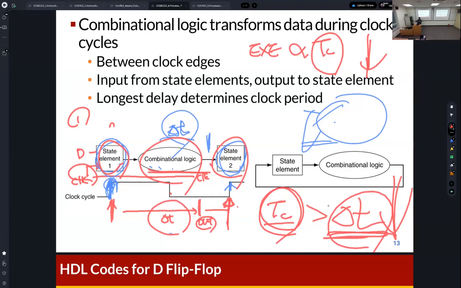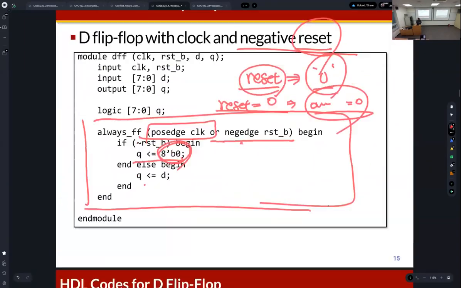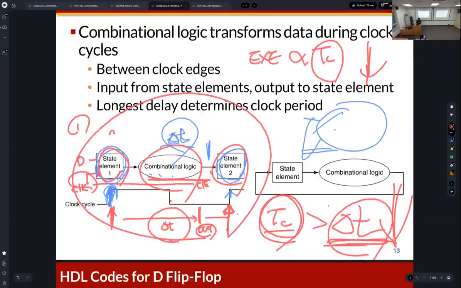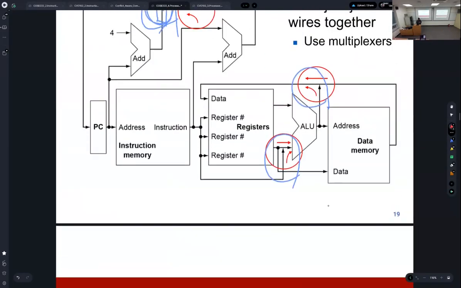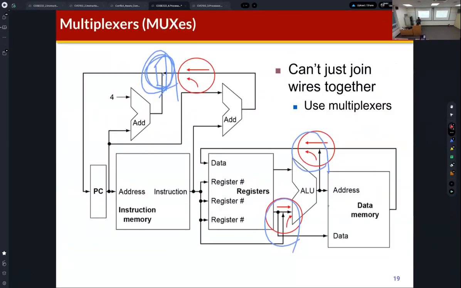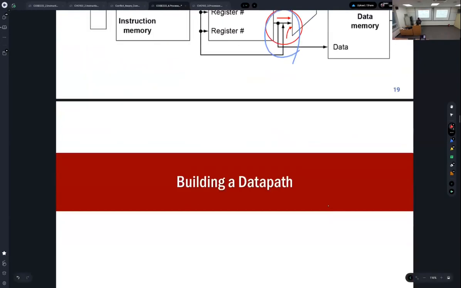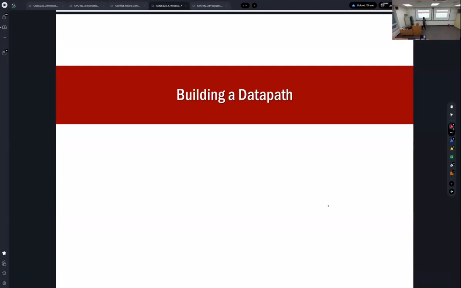And why is it important? It is because the clock period decides the execution time of a computer system, right? The execution time is proportional to the clock period. Okay, so you need to remember this one. This is very important. Okay, and this time, we will start from some basic units in the very simple RISC-V processor. We will start from the datapath.